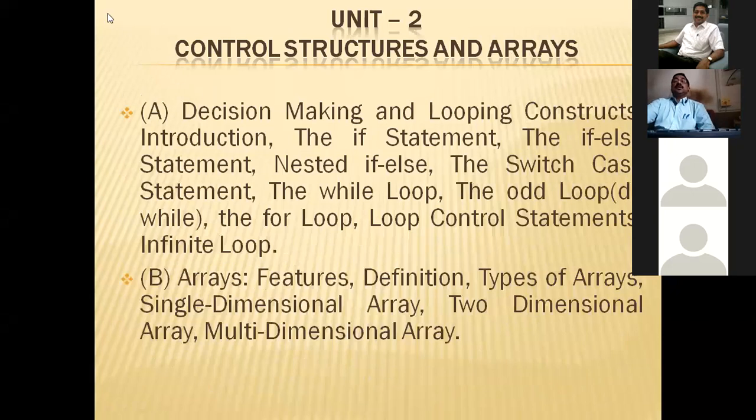Now we shall turn to unit number 2, that is control structure and arrays. There are also two parts, A part and B part. The first part, A, is decision making and looping statements.